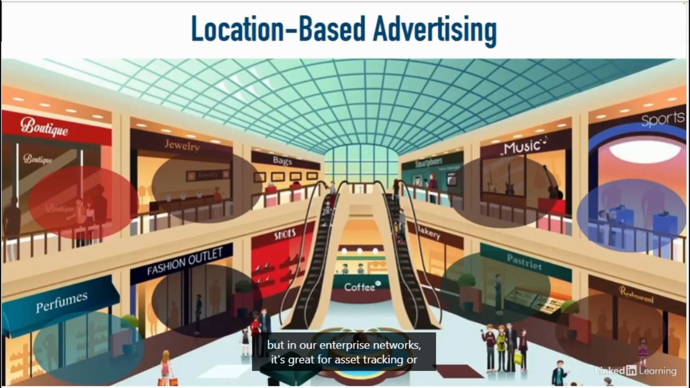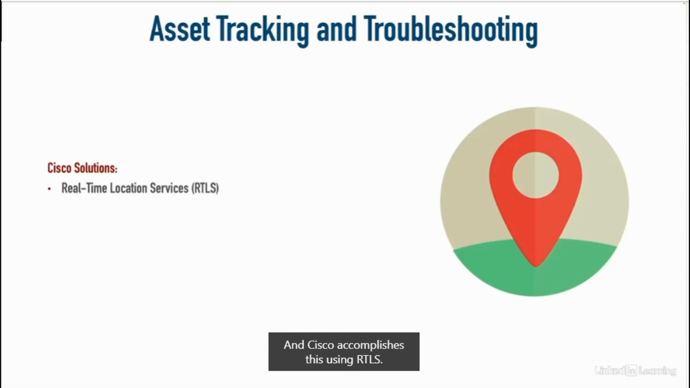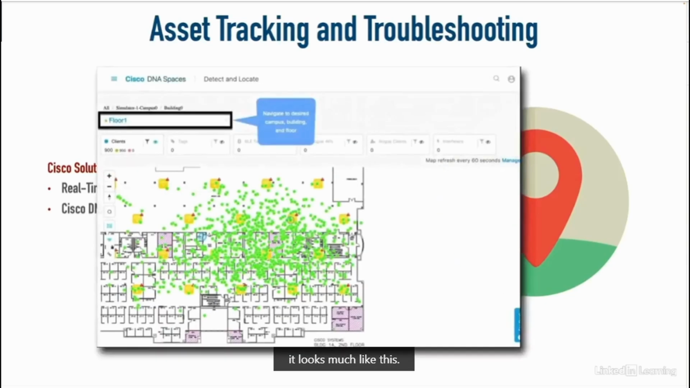But in our enterprise networks, it's great for asset tracking or troubleshooting to see where our devices reside right now. And Cisco accomplishes this using RTLS. That's real-time location services. And if we take a look at Cisco DNA Spaces, it looks much like this. If we have a floor plan and we have positioned our access points correctly on this floor plan, we're going to be able to see to a fairly high degree of certainty the current location of our wireless clients.